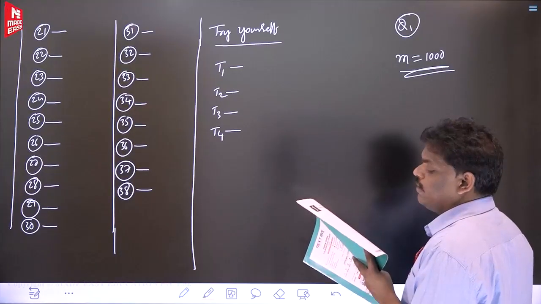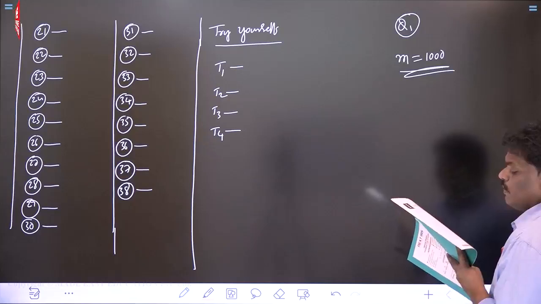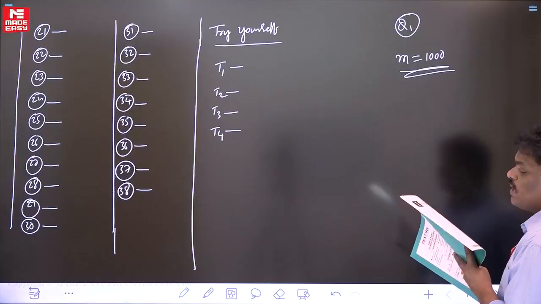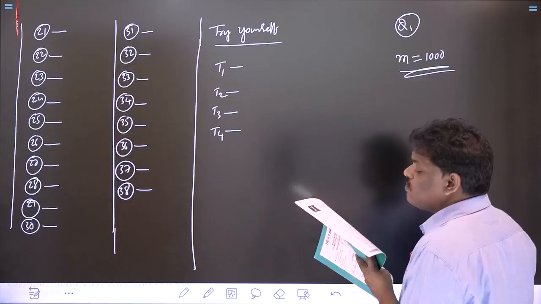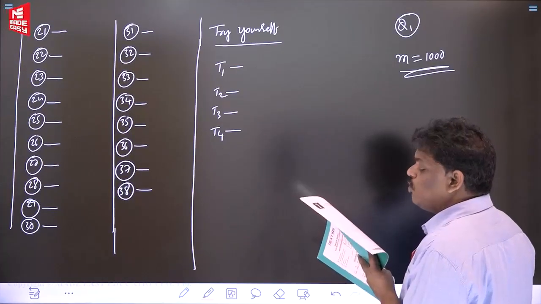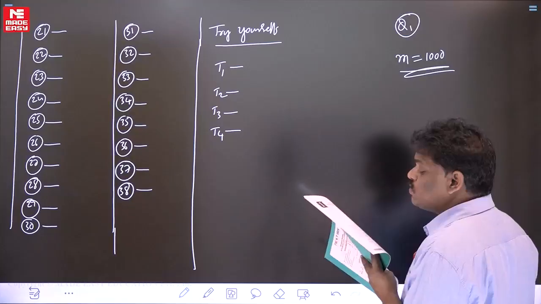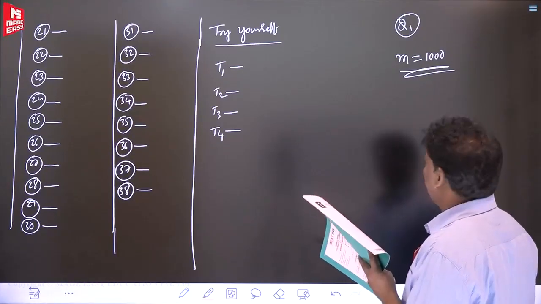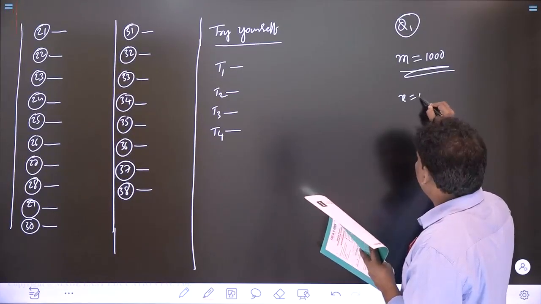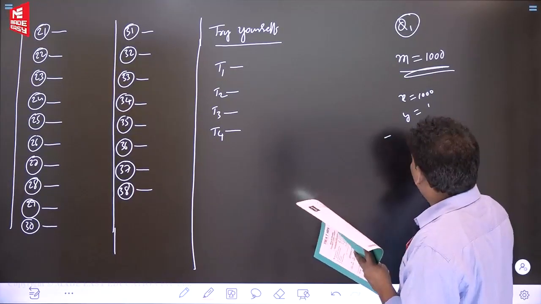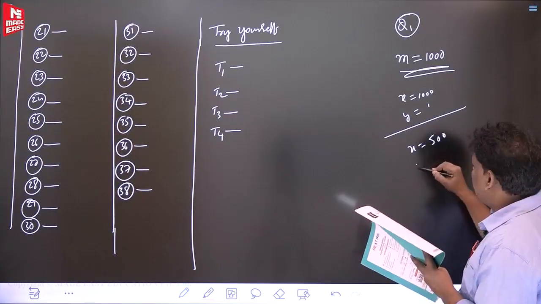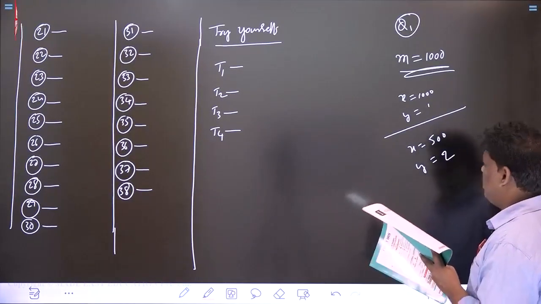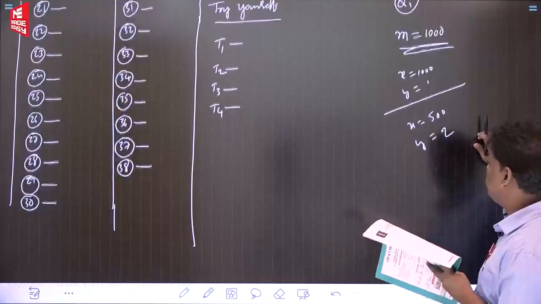Y is equal to 1000 by 500. What is the answer? 1000 by 500 is going to be approximately 2. So X value becomes 500, Y value becomes 2. So can you say initially what is the X value? 1000. Y is 1. After one round over, X becomes 500, Y becomes 1000 by 500, which is 2 approximately. Don't bother about plus 1, minus 1.